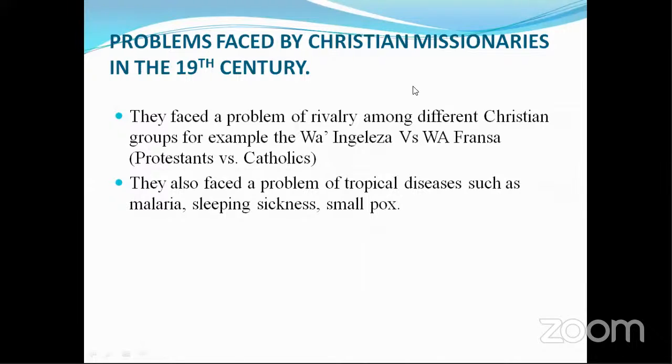Okay. So we are saying they faced a problem of tropical diseases, such as malaria, sleeping sickness, smallpox. You understand? All these diseases at the time didn't have a cure, and so many of them died of these diseases. It is even believed that Dr. David Livingstone died of malaria. Therefore, it was such a big problem to the missionaries.